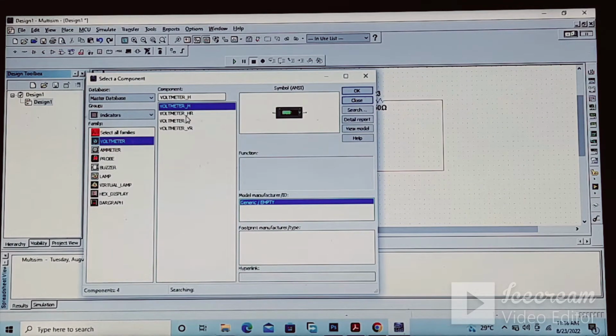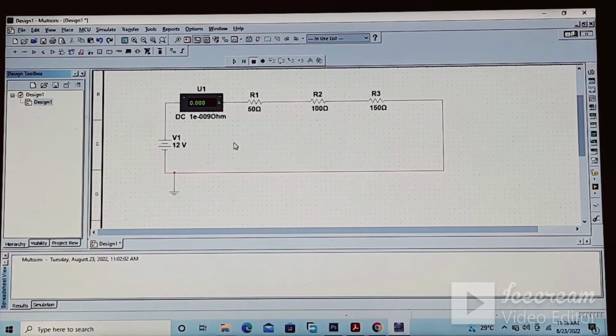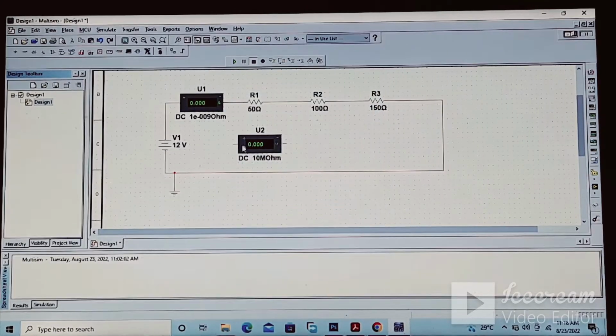So for the voltmeter, here you can find this horizontal one. So the first voltmeter is connected across this R1. Always it is connected in parallel. This is the voltmeter connected in parallel across resistor 1.